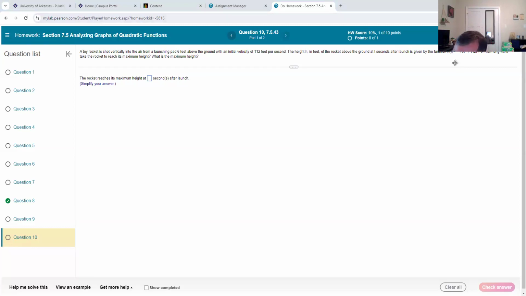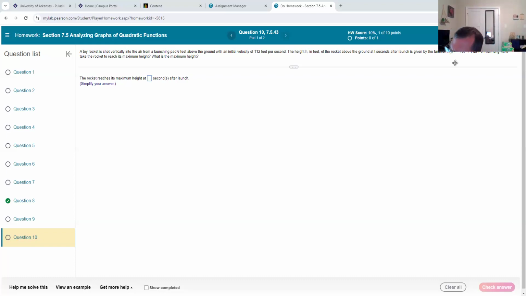And the formula is h of t, where h stands for the height and t stands for the time since it was launched. That equals -16t squared plus 112t plus 6. So all we've got to worry about in this problem is that formula for the height of the rocket. Our variable is t, which is time, because the height of the rocket depends on how long it's been since it was launched.